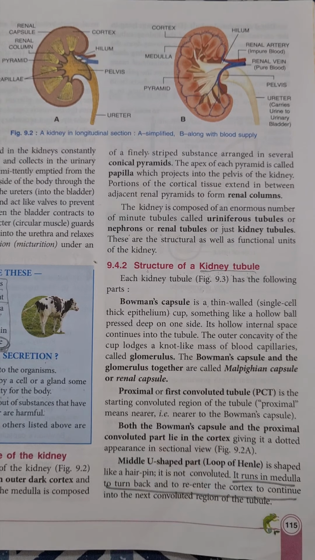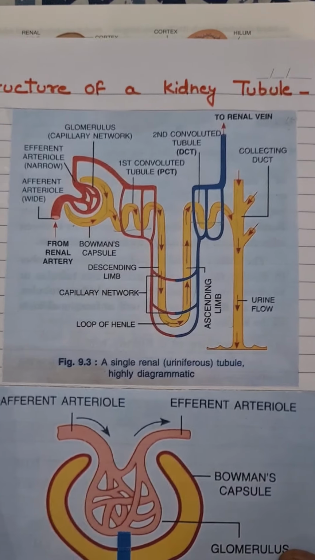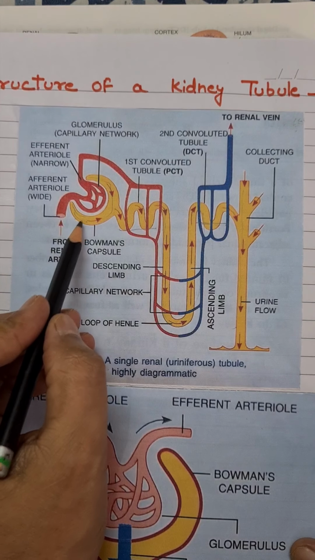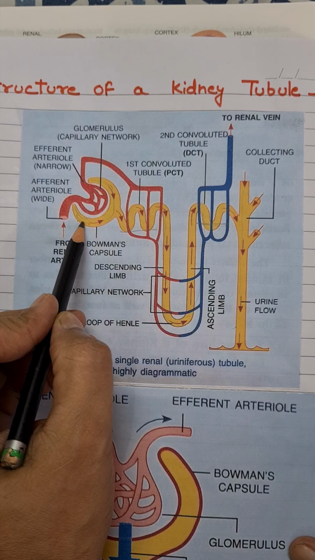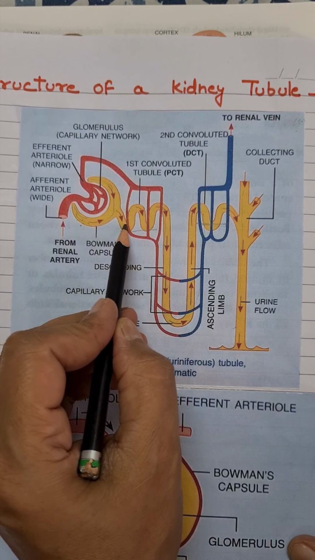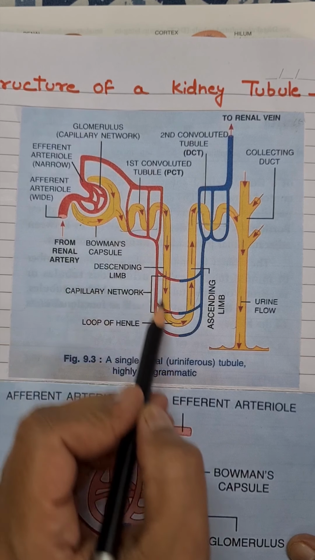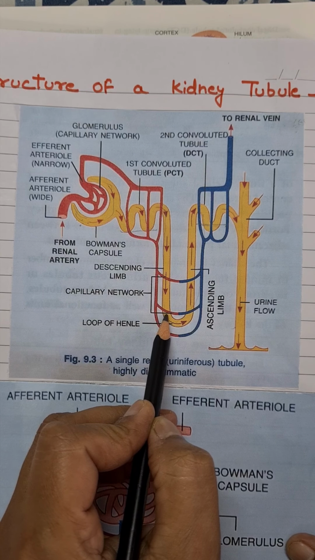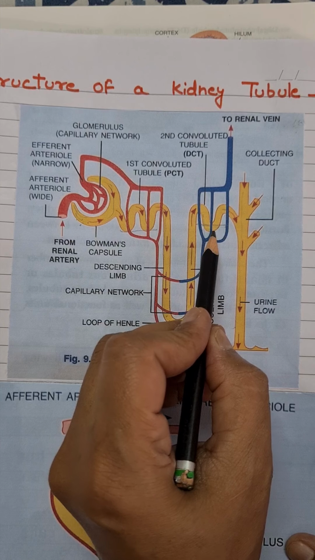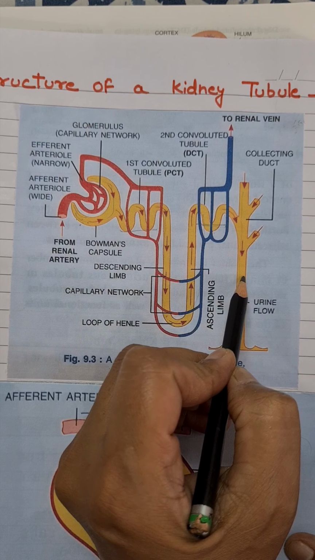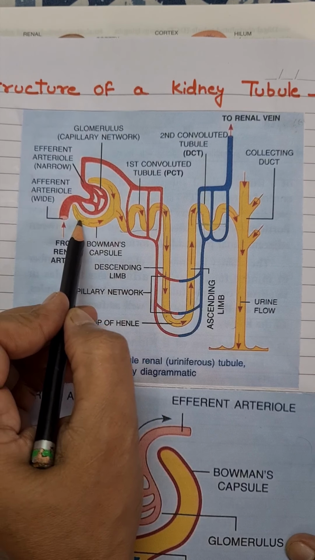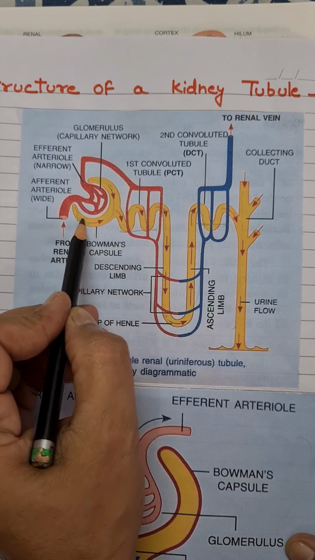Now the kidney tubule has the following parts. Now look at the diagram. The first part of the kidney tubule is Bowman's capsule, this cup-shaped part. Then proximal convoluted tubule. Then loop of Henle, distal convoluted tubule, and the last one is collecting duct. Starting with the first, that is Bowman's capsule.